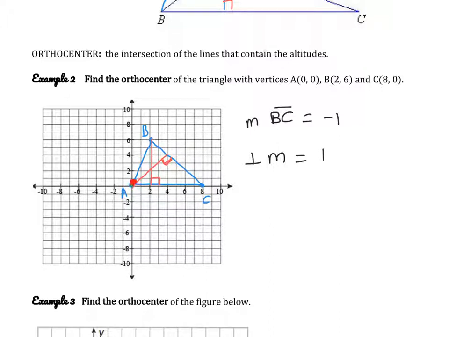So again, I started at angle A, and I drew a line that had a slope of 1. So I just went up 1 over 1, up 1 over 1. So I can see that these two altitudes intersect right here. So this is the orthocenter. And the orthocenter has a coordinate of 2, 2.